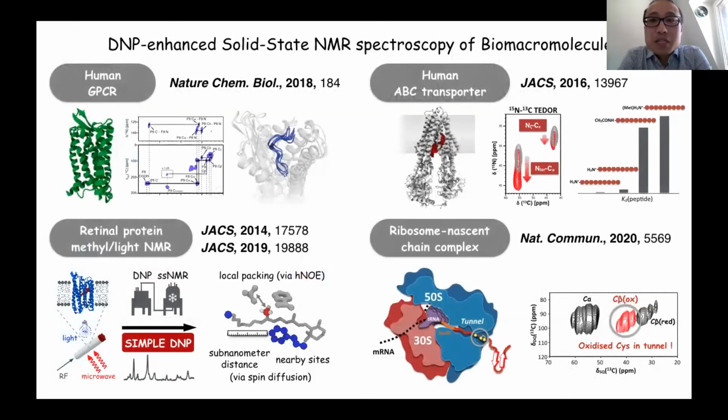So in recent years, we've all been seeing how DNP, dynamic nuclear polarization, as a powerful technique has transformed solid state NMR spectroscopy. Just by picking up a number of examples here from my own research, it's clear that this technique is able to help solid state NMR spectroscopists to answer a wide range of highly challenging biological questions on very difficult targets, for example, membrane proteins and ribosome nascent chain complexes.